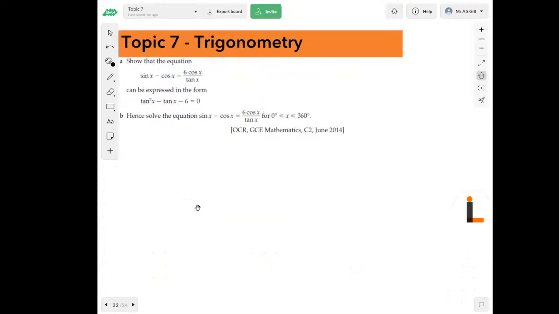Okay, so last question for today then. I'll give you some time to have a go at this and get it copied out before we go through it together.